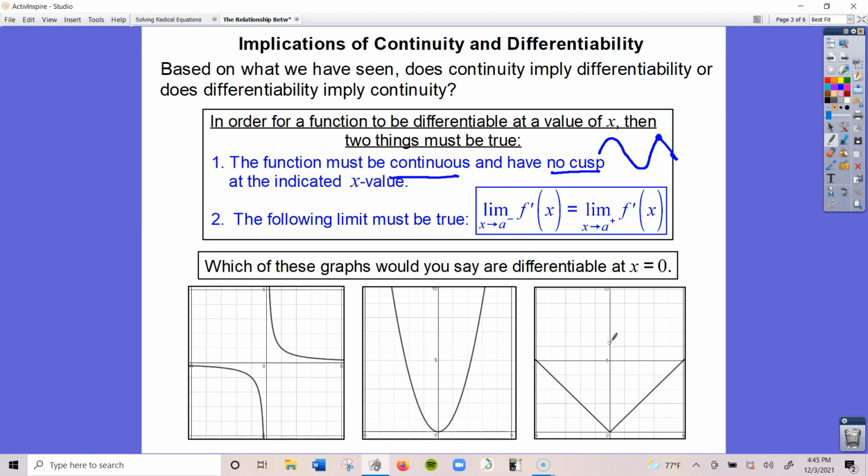So based on these graphs here, let's determine whether these graphs would be differentiable at x is equal to 0. Here, at x is equal to 0, we have an asymptote. That means that the function is not continuous. So no, this graph would not be differentiable at x is equal to 0. Here we have a parabola, and this is x is equal to 0. This function is both continuous and does not have a cusp, so yes, this would be differentiable. On this graph, this is the absolute value, and you can see here at 0 we have a sharp point. This is my cusp, and functions are not differentiable when you have a cusp, so this function would not be differentiable.